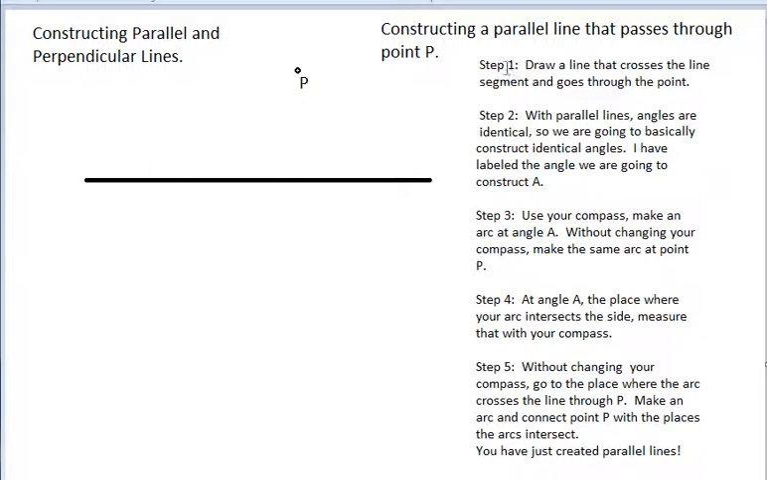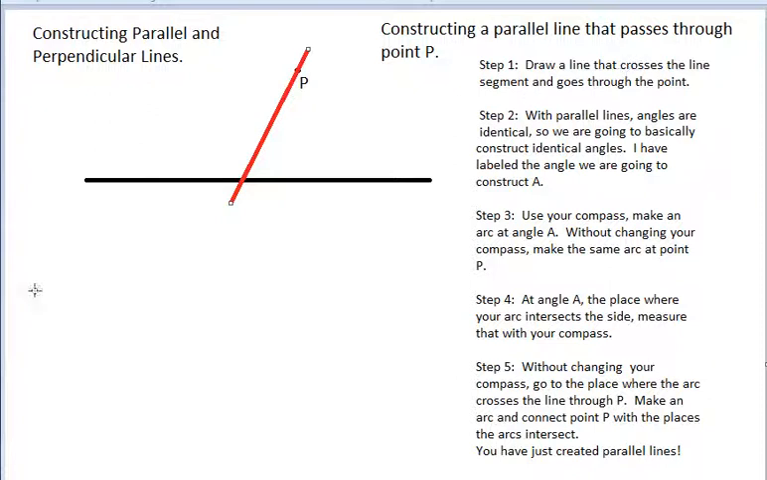So we are going to construct parallel lines that are going to be passing through this point right here, point P. And I've written the steps for you, so I'm going to follow them and show you guys how to construct parallel lines. The first thing we're going to do is step 1, draw a line that crosses a segment and goes through the point. So I'm going to use red to make that line. It doesn't matter how you make your line, it doesn't matter what angle you do it in, just as long as it's going through point P and crossing your line segment.